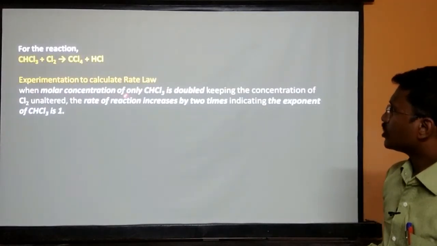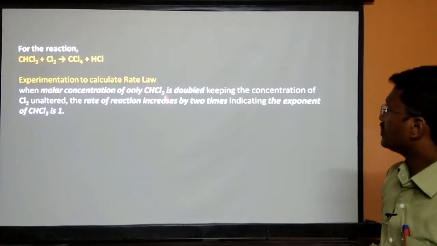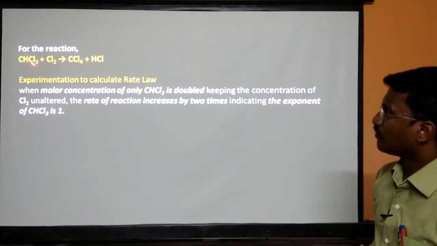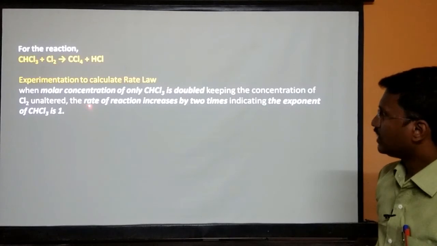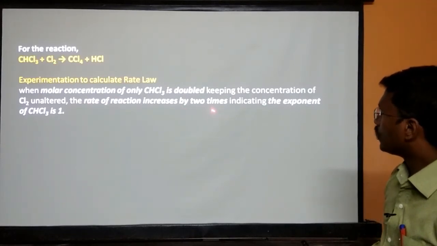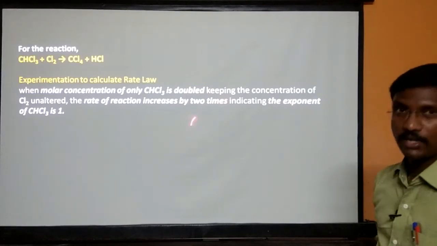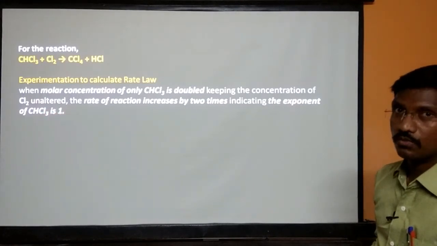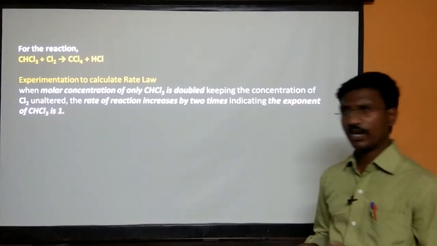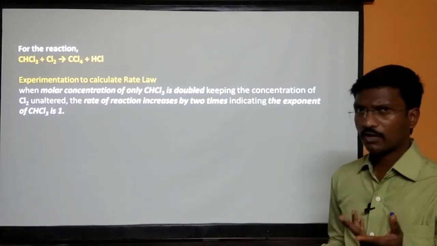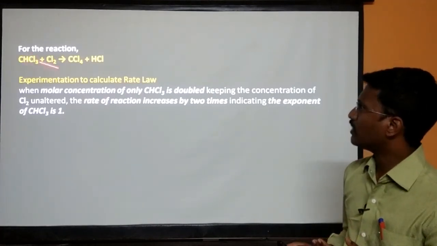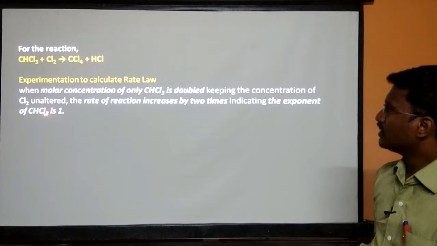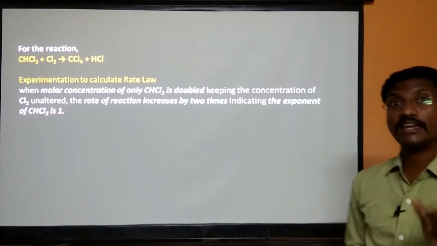Here, when the molar concentration of only CHCl3 is doubled, keeping the concentration of Cl2 unaltered, means we are doubling the concentration of the first reactant and not changing the other, then the rate of the reaction increases by 2 times. It indicates that the exponent of CHCl3 must be 1, because in the previous we have seen that if we double the concentration, the rate increases by 2 times, so the power should be 1. So CHCl3 has the power 1 in the rate expression.